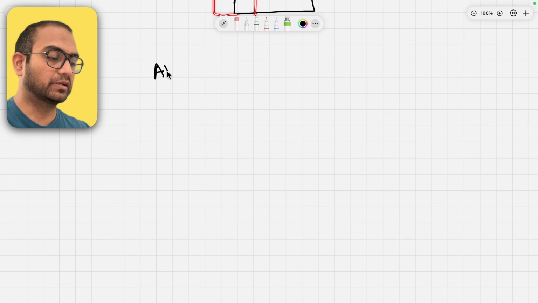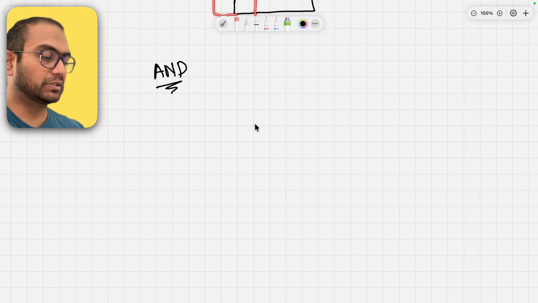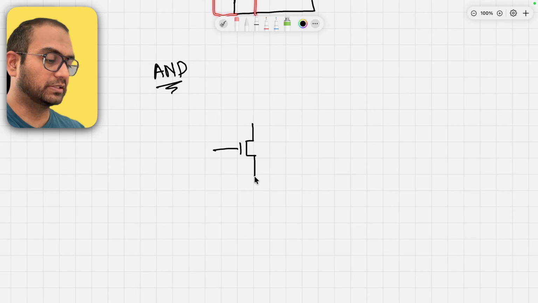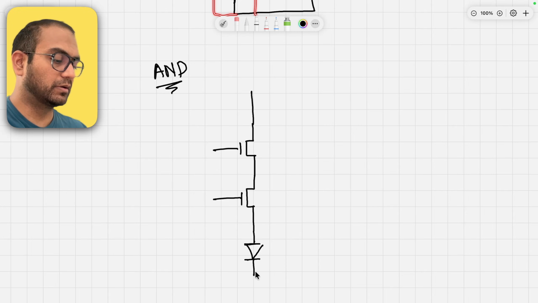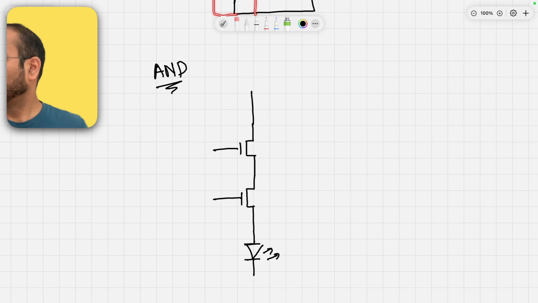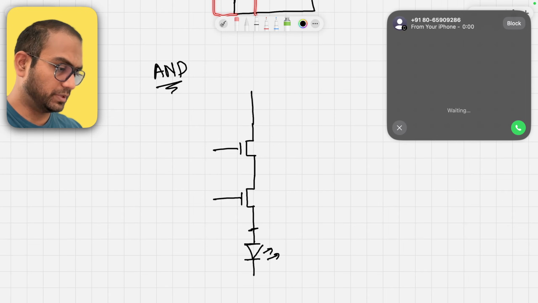And then finally, let's talk about the AND gate. The way the AND gate works is, you take two switches, or transistors in this case, and then just connect them in series. And you then say that this is where the output is going to be.